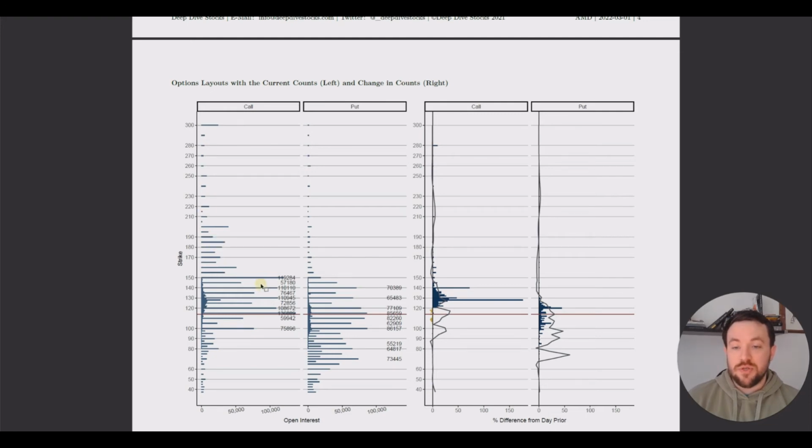There's a reasonably normal distribution of calls, a nice skew on the puts, and a little bit of calls are in the money. As long as there aren't too many dealer long puts that are in the money, we should be pretty good.